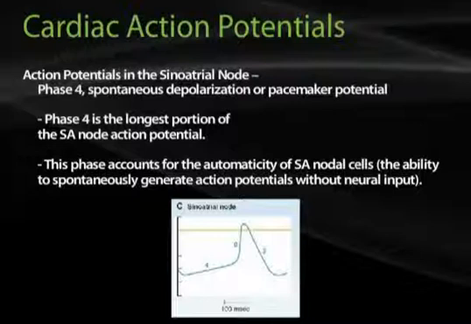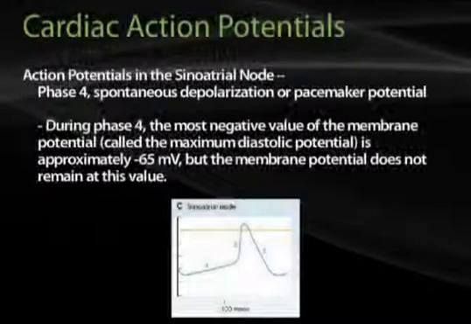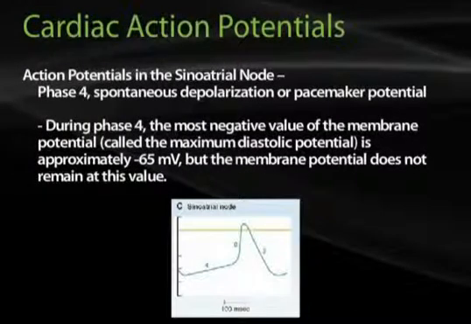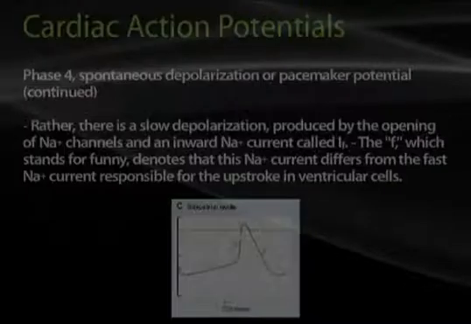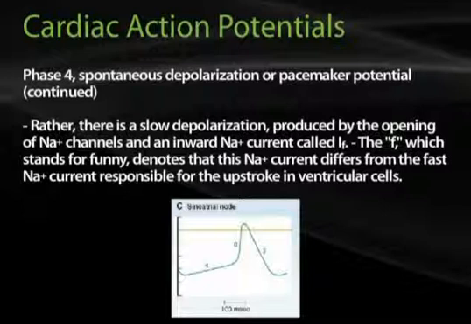Phase 4 is the longest portion of the sinoatrial node action potential, and this phase accounts for the automaticity of the sinoatrial nodal cells, that is, the ability to spontaneously generate action potentials without neural input. During phase 4, the most negative value of the membrane potential, called the maximum diastolic potential, is approximately negative 65 millivolts, but the membrane potential does not remain at this value, as you can see. Rather, there is a slow depolarization.